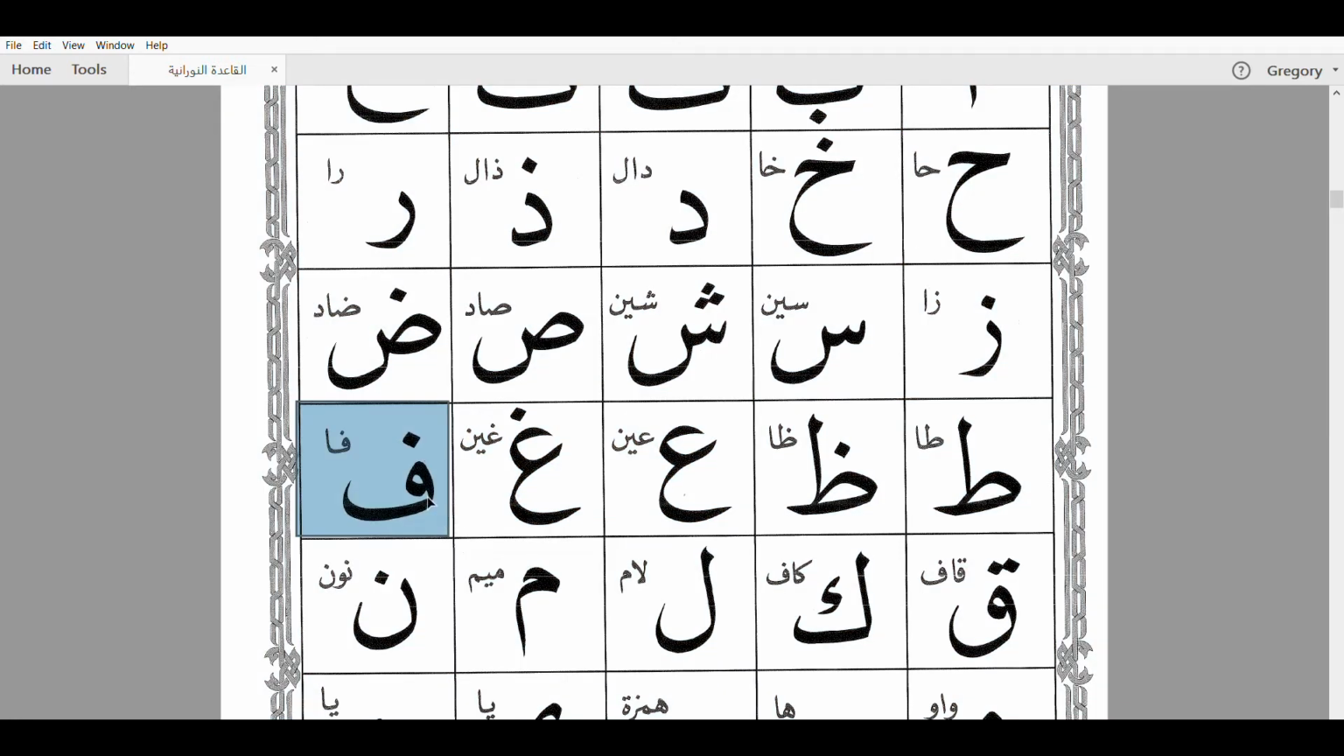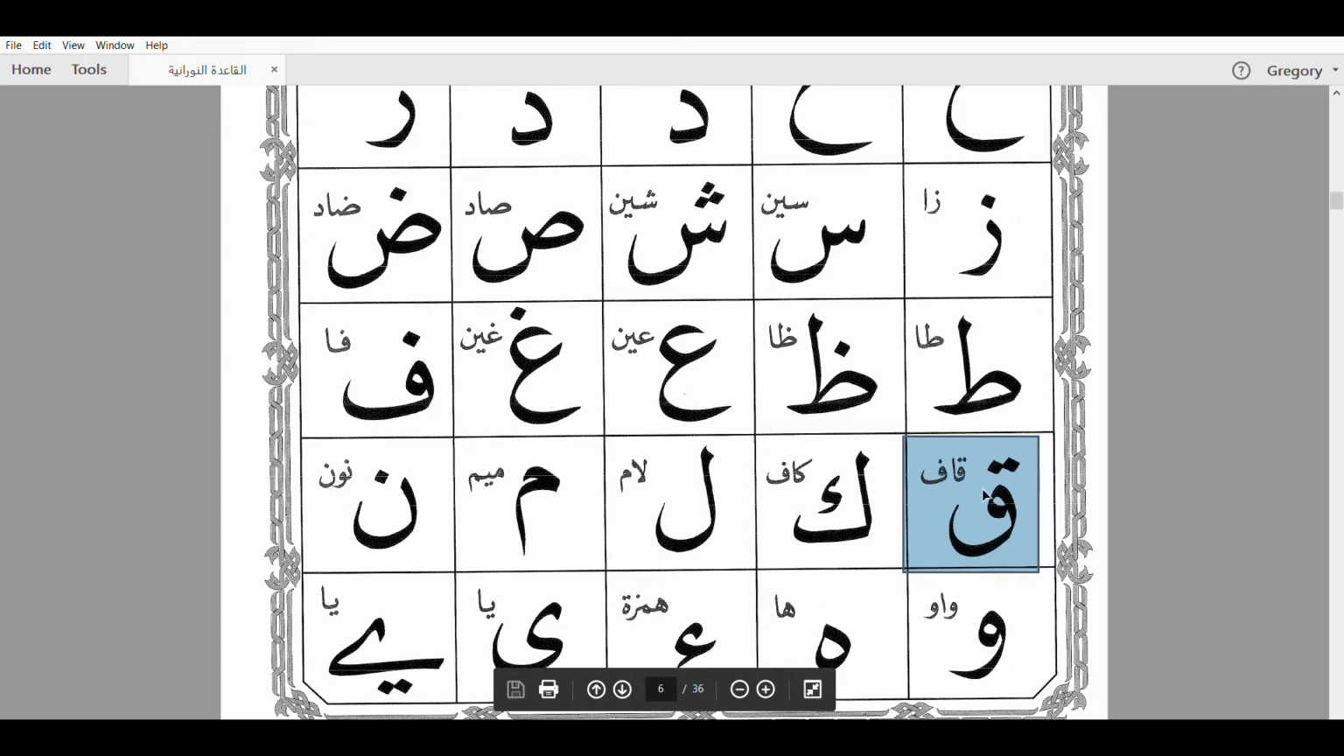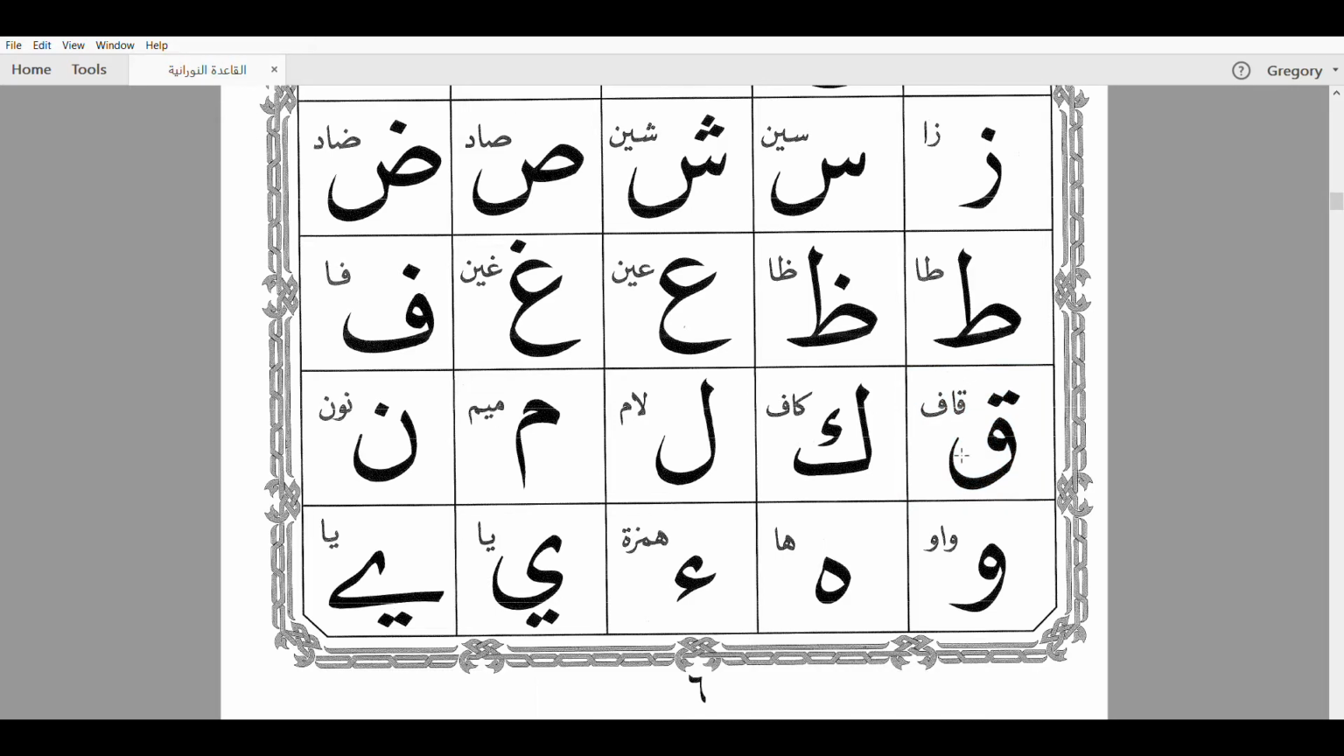Fa. And this one, which is qaf. It's like a Q. The K, not the Q. The K is next, actually. Kaf. Sort of like this one makes you smile a little bit, and qaf makes you do the fish. Qaf.